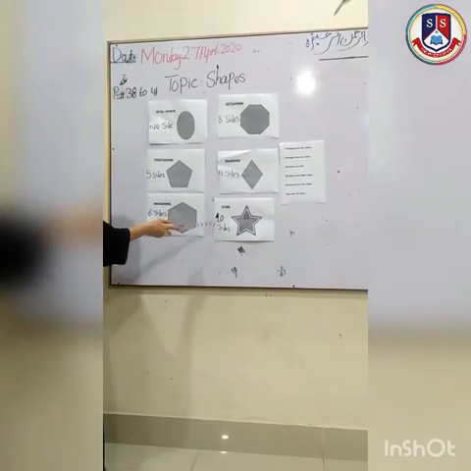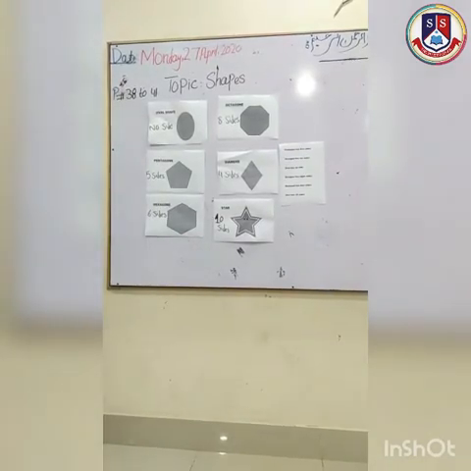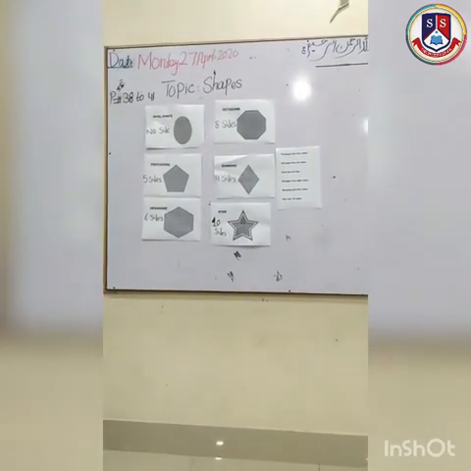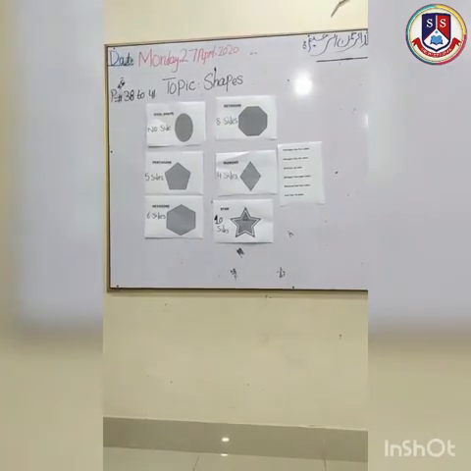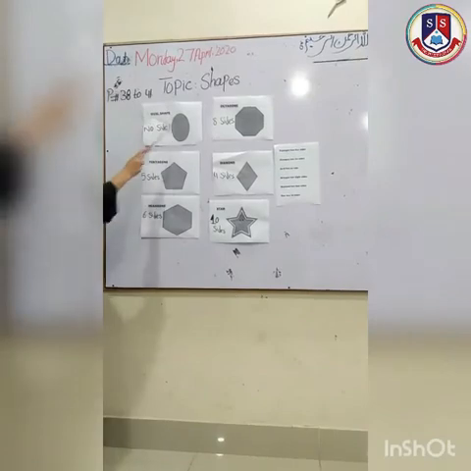This is a star, and a star has 10 sides. How many sides does it have? It has 10 sides, and all these sides are connected to each other. A star shape has 10 sides. So students, I am writing again.